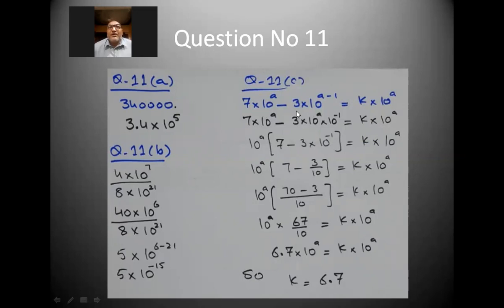So the question of 11, C part, this expression is given. You see, this is 7 into 10 to the power a minus 3 into 10 to the power a minus 1. 10 to the power a minus 1 means 10 to the power a multiplied by 10 to the power minus 1. In the second step, this is the only thing which I have done. It equals k into 10 to the power a, k value we want to find out. So I will take 10 to the power a common from these two terms. So from here, I will have 7 minus 3 into 10 to the power minus 1. 3 multiplied by 10 to the power minus 1 means 3 divided by 10. So I will take the LCM. The LCM will be 10 and it will become 70 minus 3.